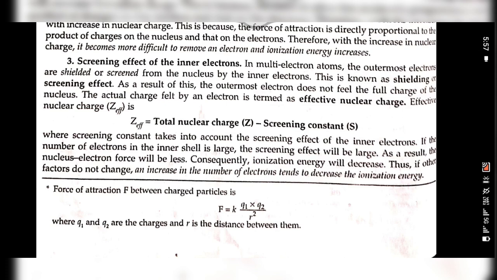If the number of electrons in the inner shell is large, the screening effect will be large. As a result, the nucleus-electron force will be less. Consequently, ionization energy will decrease. Thus, if other factors do not change, an increase in the number of electrons tends to decrease the ionization energy.